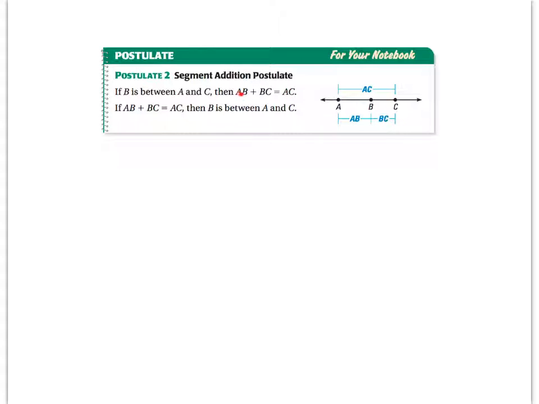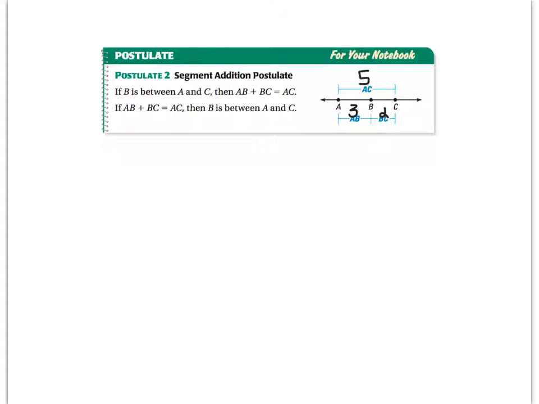Notice that I'm saying the length of each of these segments since the symbol for segments is not used. So the length of AB plus the length of BC would equal the length of AC. So if you look at our diagram here, we have AC, and then we have segment AB and segment BC. So what they're saying is if segment AB was equal to 3 units and segment BC was equal to 2 units, then AC would equal 5. So we're just adding them together to get the total length.